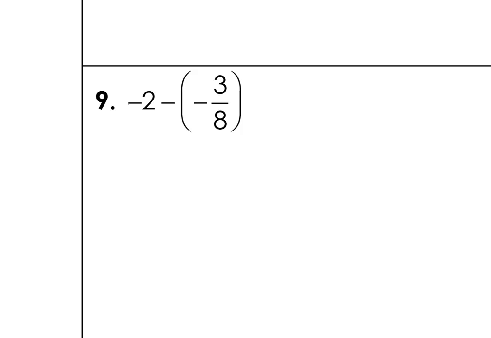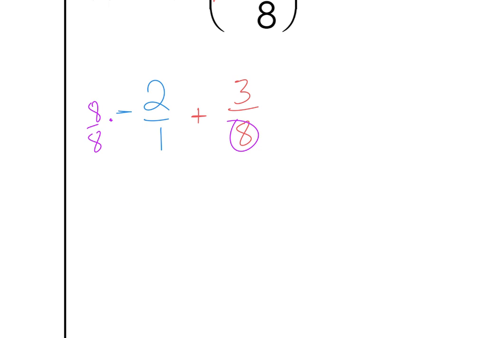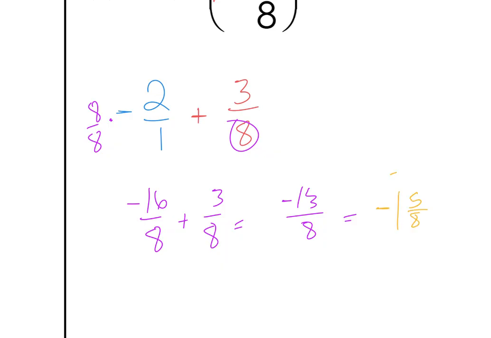Number 9. What is this? Negative 2? Well, guess what? We can write that as negative 2 over 1 minus, not minus. If I have a subtraction, if I have 2 negatives like that, that's adding. So negative 2 over 1 plus 3/8. Having over 1 is beautiful because all we have to do is multiply it by the other denominator, and then we're ready to go. So on the left, we have negative 16/8 plus 3/8. This is negative 13/8, which if we were to rewrite as a mixed number is negative 1 5/8.